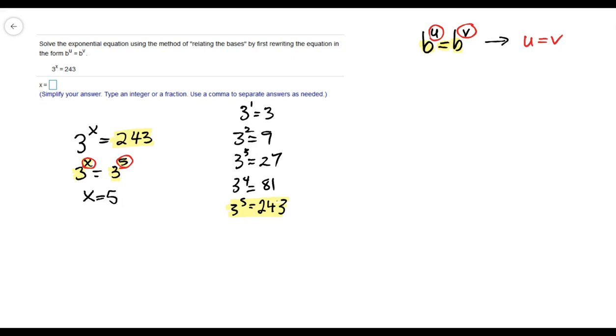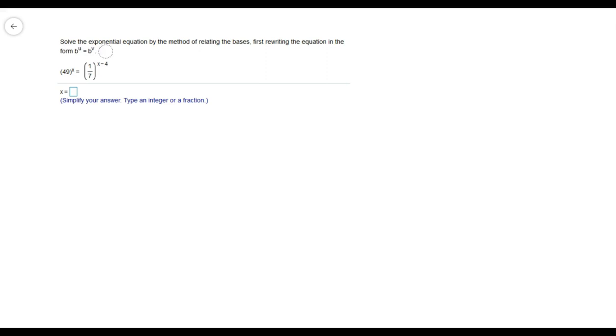X equals 5. Okay, the next problem says solve the exponential equation by the method of relating the bases. First, by writing the equation in the form b to the u equals b to the v. So we want to write both sides of the equation with the same base, so then we can say that the exponents are equal to each other. So our equation is 49 to the x equals 1/7 to the x minus 4.